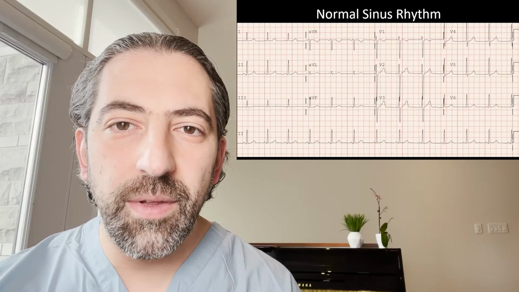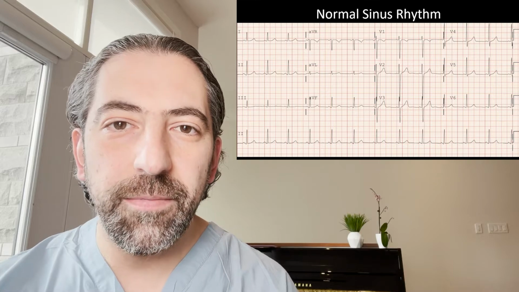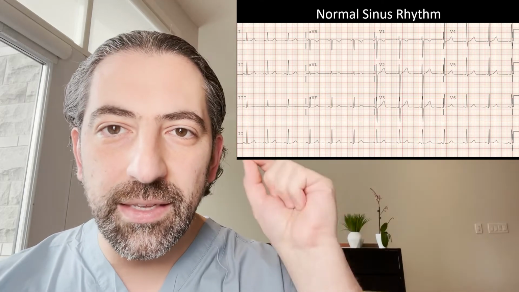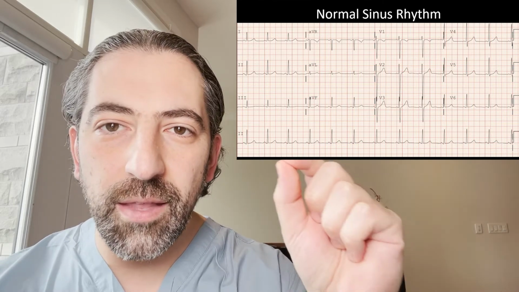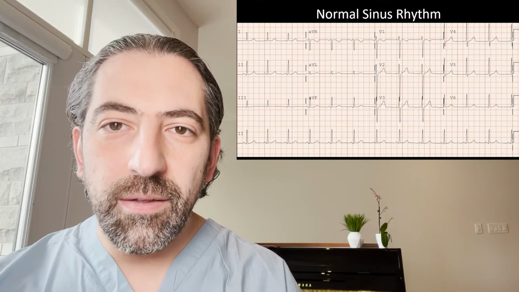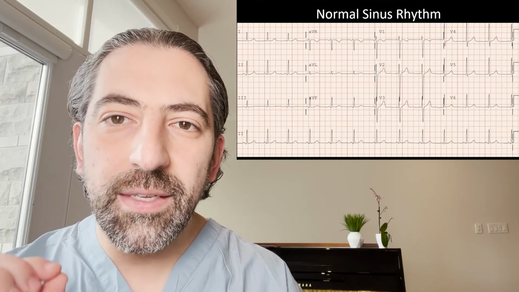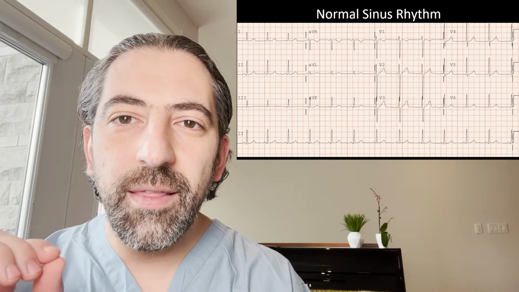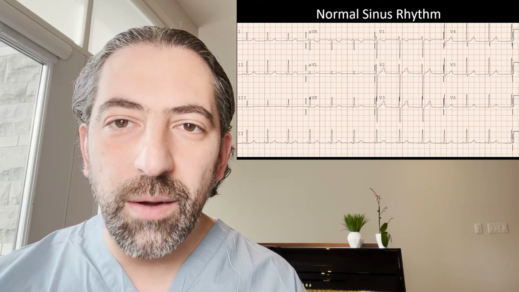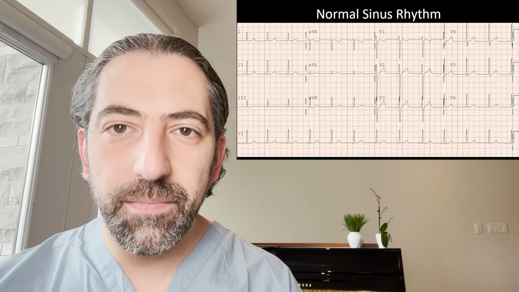Normal sinus rhythm is the normal rhythm on an ECG. What that means is that the electrical depolarization is starting in the sinus node of the heart on the top of the right atrium, moving through the atria in a normal manner, stopping at the AV node where there's a little bit of delay, and then depolarizing down the His Purkinje system, giving rise to the QRS complex. That is normal sinus rhythm.